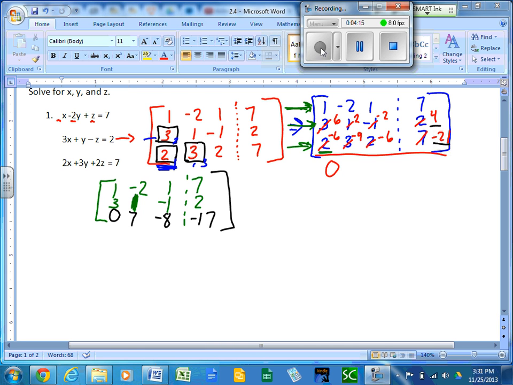Keeping with my plan of attack now, we want to make this number become a 0. That's 3. So again, I'm going to rewrite anything that I want to keep the same. I want row number 1 to be the same. And I want row number 3 to be the same. I don't want those to change at all.